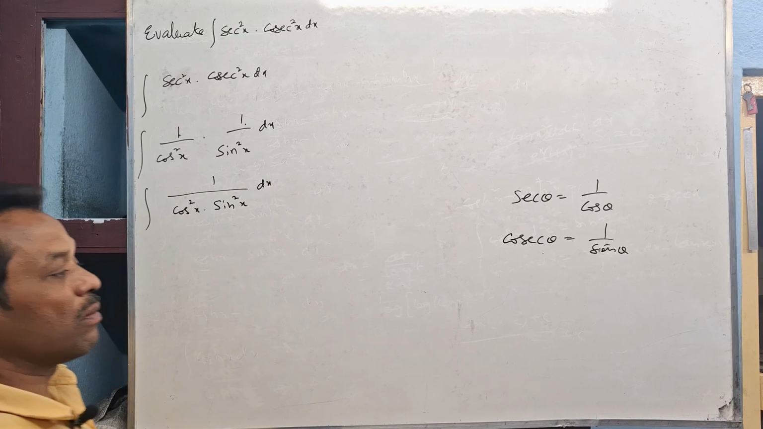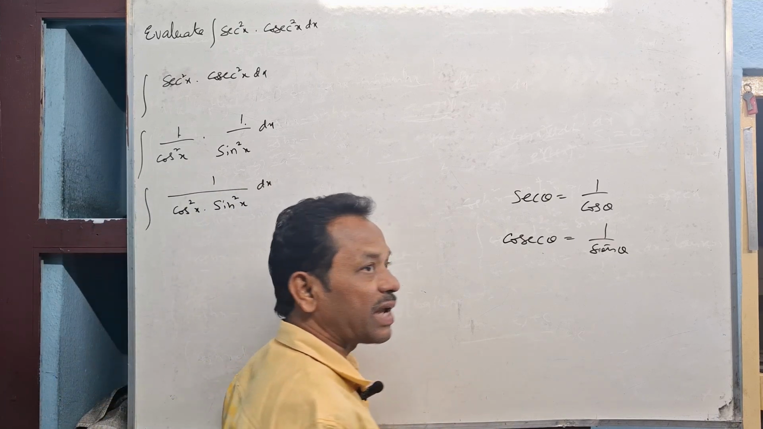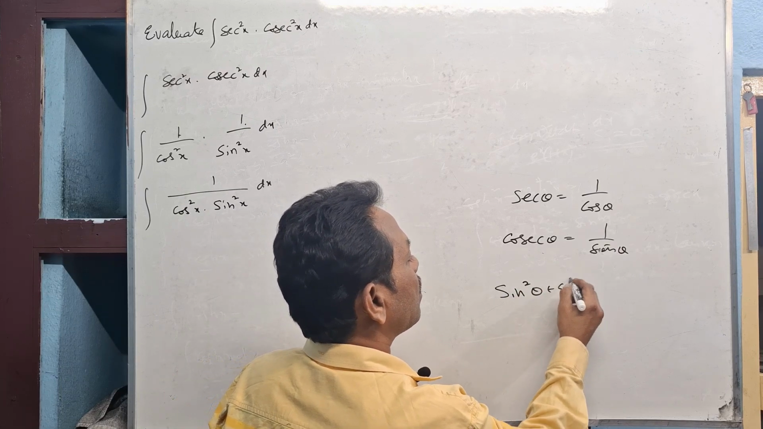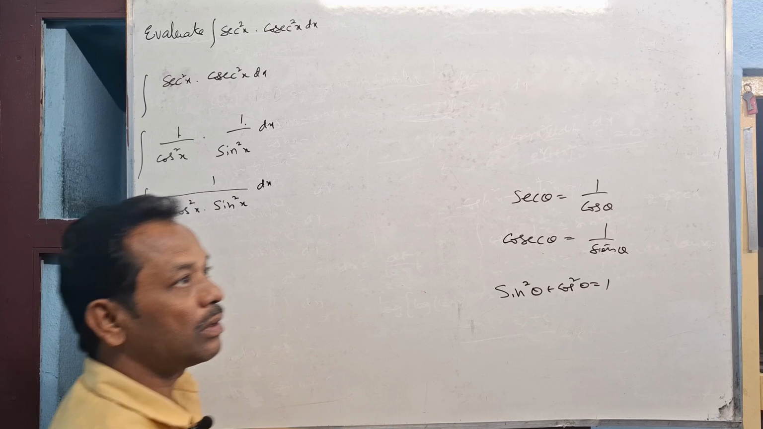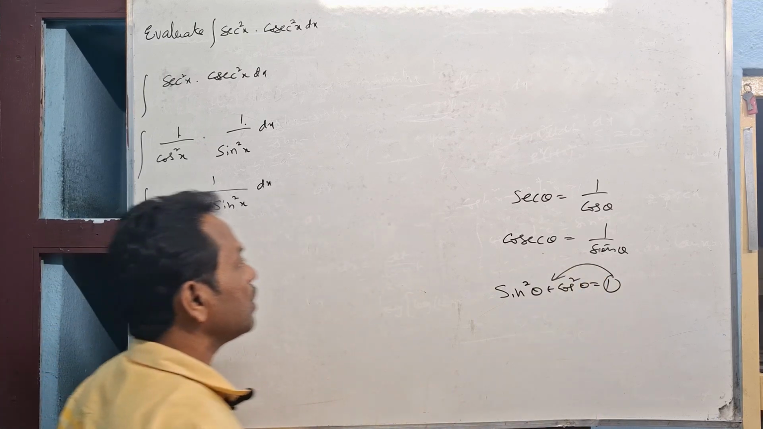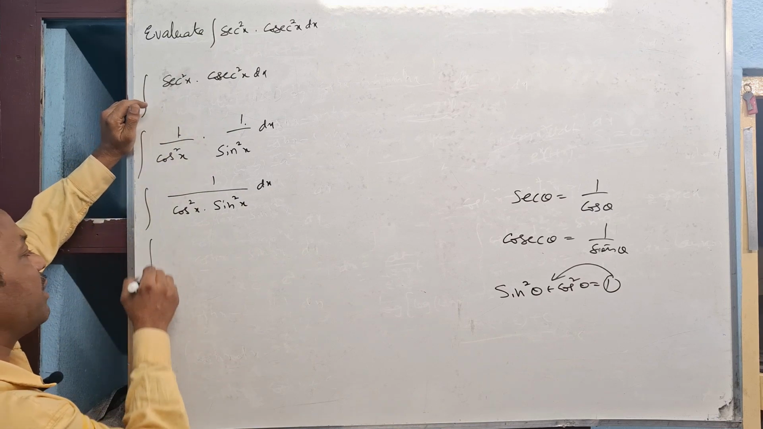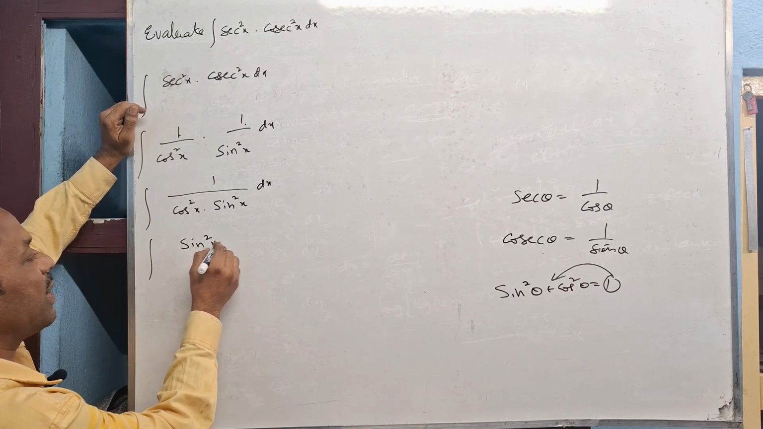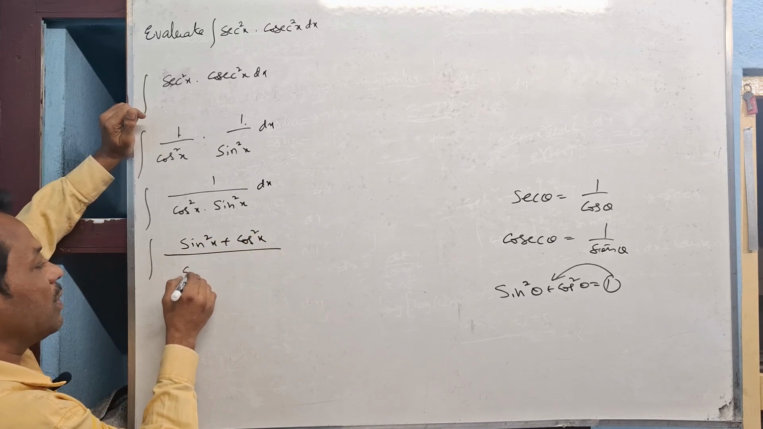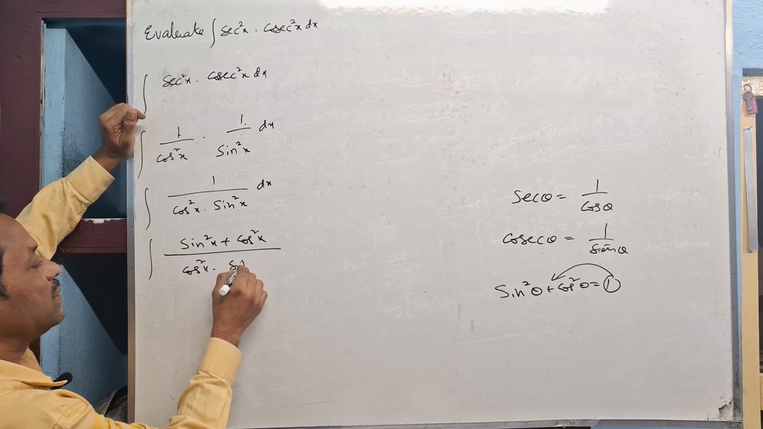Now in trigonometry we have one identity: sin square theta plus cos square theta equals 1. In the place of 1 we can substitute this value here. Since we have 1 here, we can write 1 as sin square x plus cos square x divided by the same denominator, cos square x into sin square x.